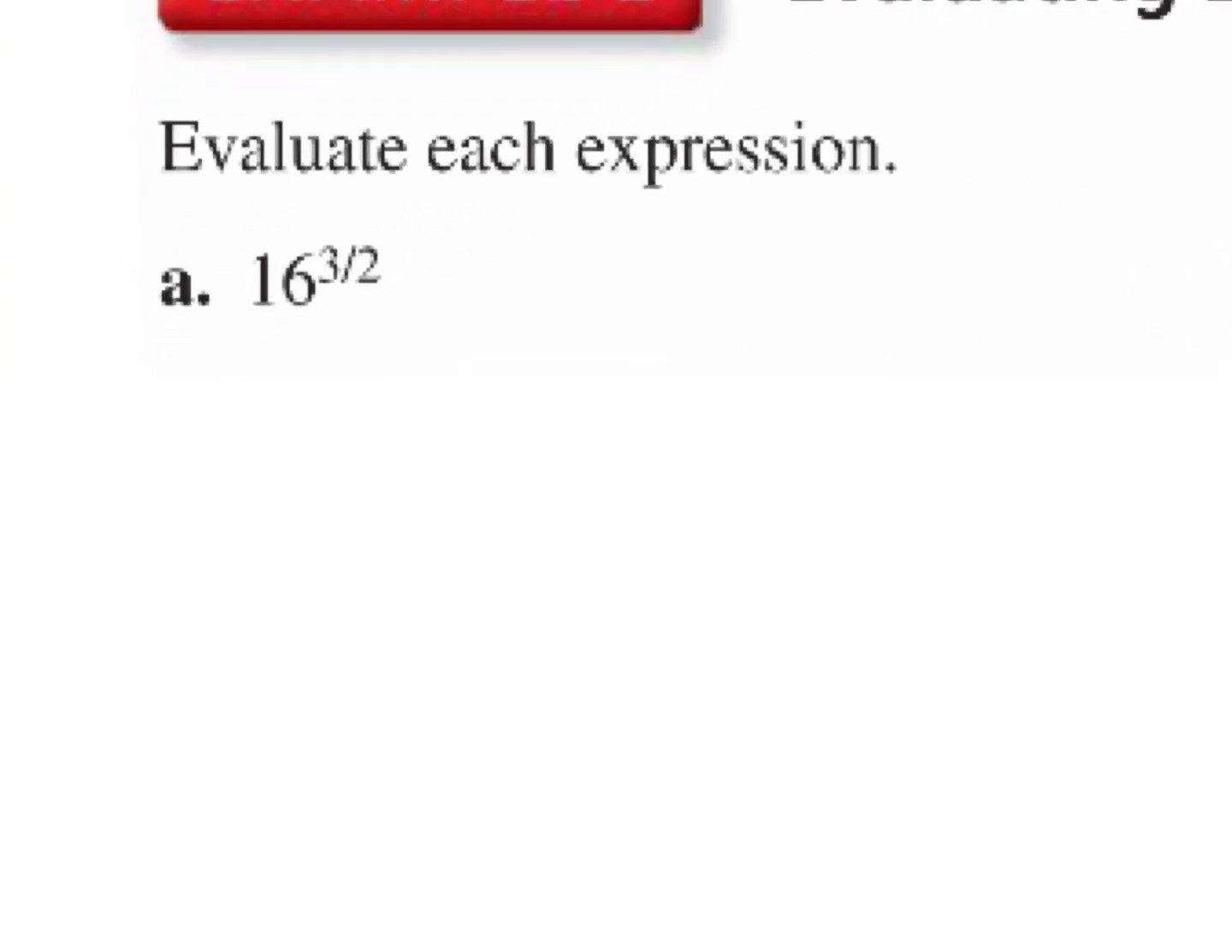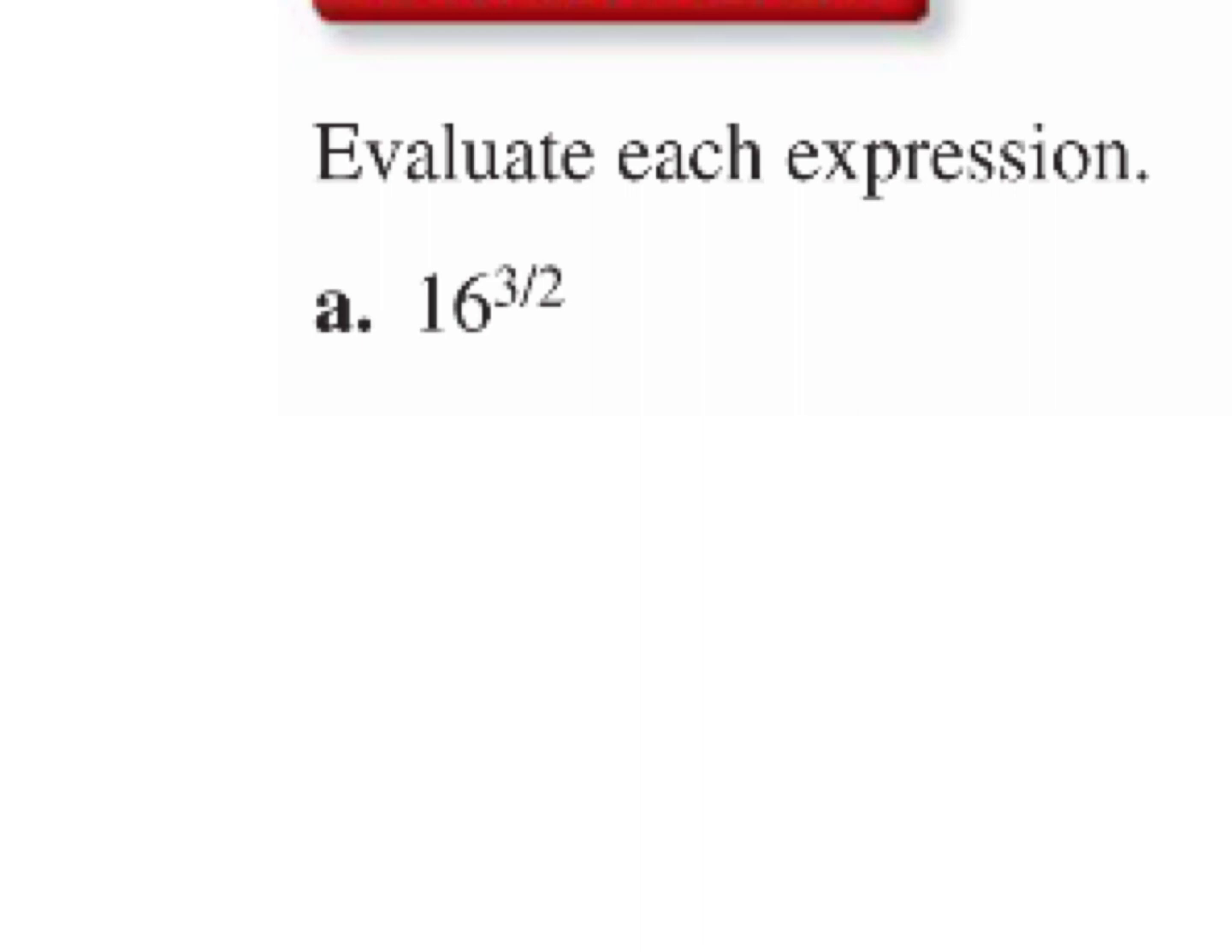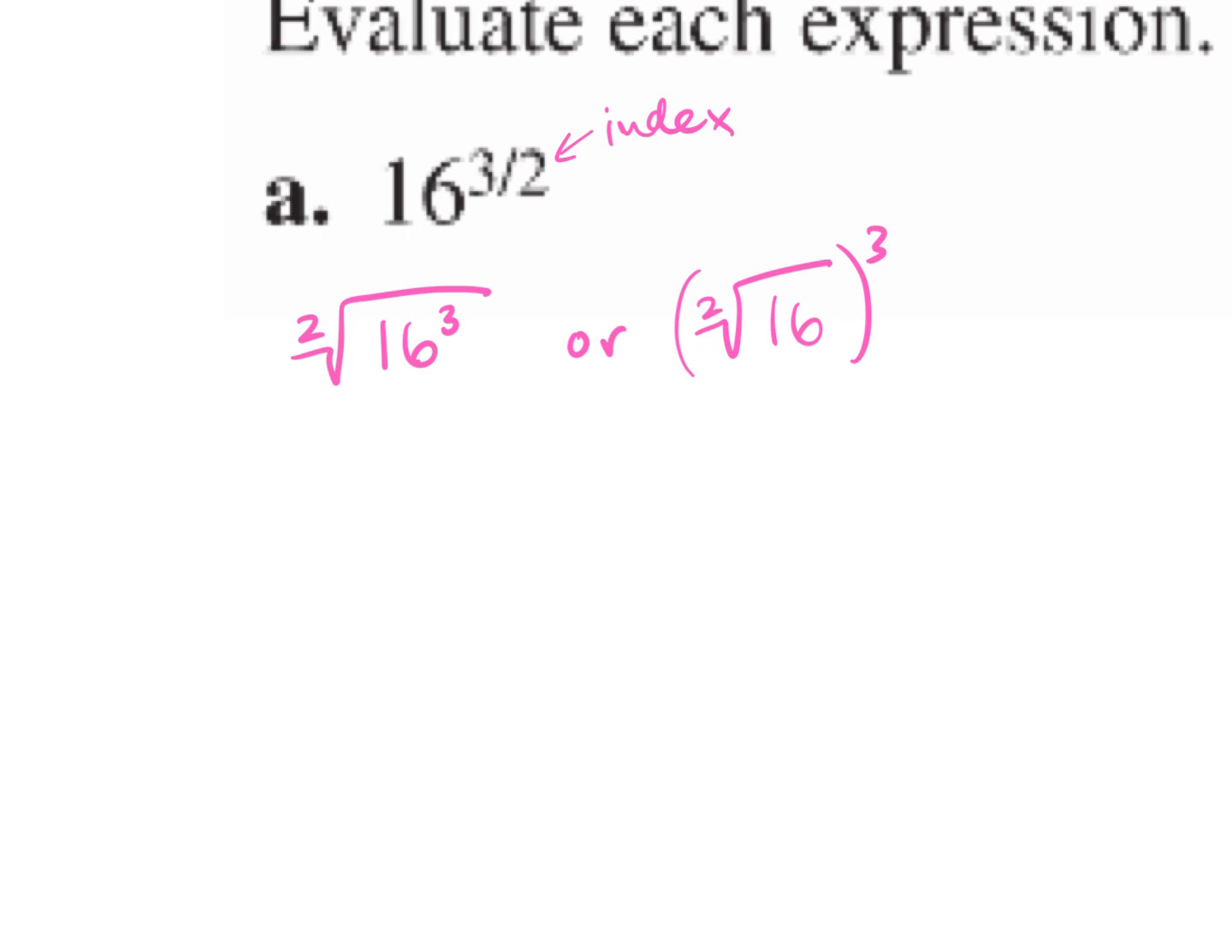All right, so let's do some examples. We're evaluating the expression. So for A, what is my index? 2. The denominator is our index, so that goes out front. So we're taking the square root of 16 to the 3rd power, or we could write it as the square root of 16, with the exponent on the outside. Now I'm going to work these out both ways, and you can pick which way you think is easier. And I'll explain when to use which way once we work it out.